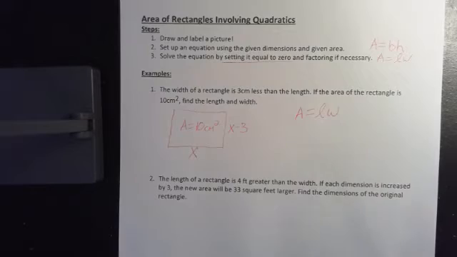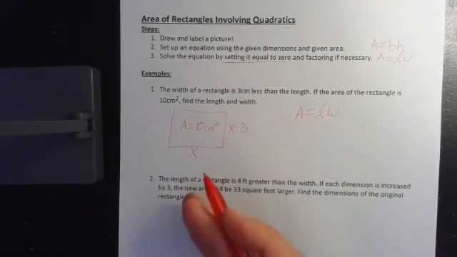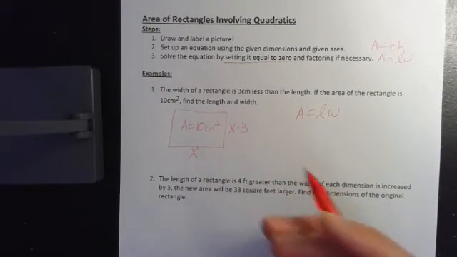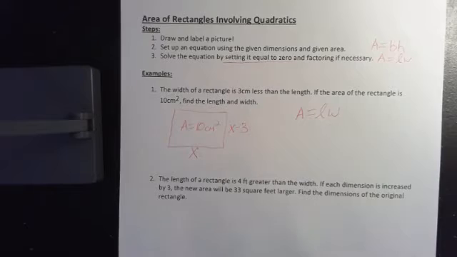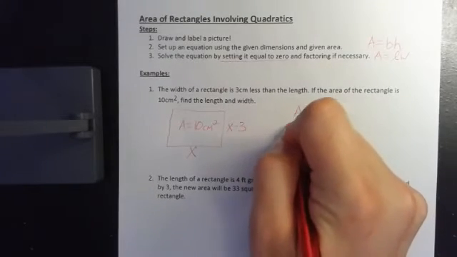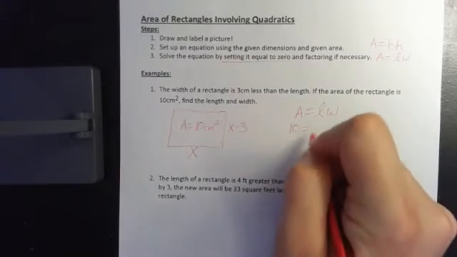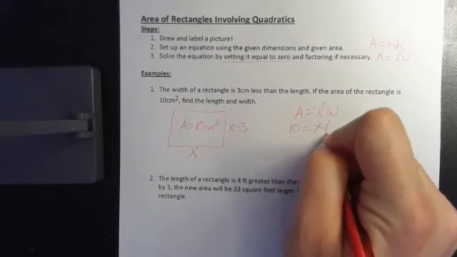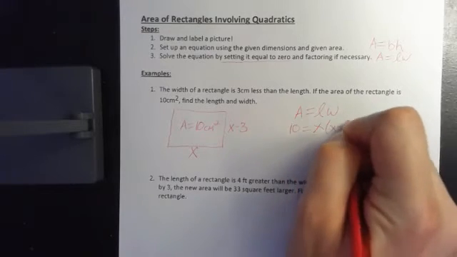Now, what you might notice is I used x for my length and then x minus 3 for my width. You could choose any variable that you want. I'm just choosing x because I think it's easiest to have the same variable and set it up that way. So then we're going to substitute in the information that we have. So our area is 10. Our length is x. Our width is x minus 3.